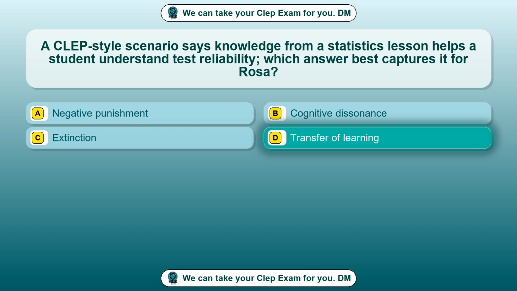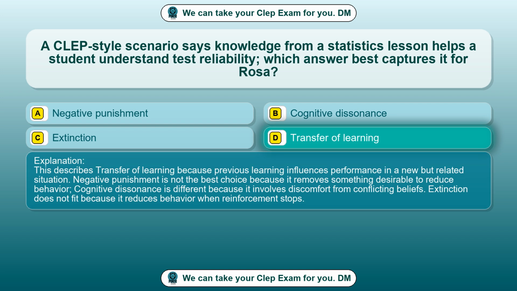Transfer of learning. This describes transfer of learning because previous learning influences performance in a new but related situation. Negative punishment is not the best choice because it removes something desirable to reduce behavior. Cognitive dissonance is different because it involves discomfort from conflicting beliefs. Extinction does not fit because it reduces behavior when reinforcement stops.